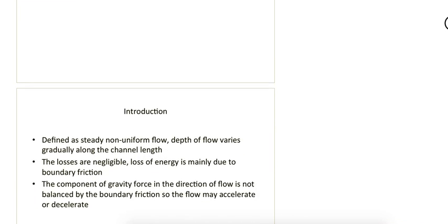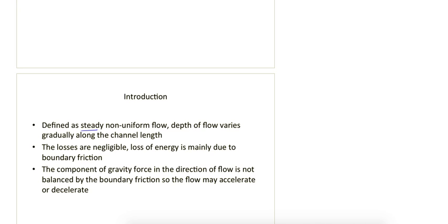Hello everyone, let's start with our next topic in open channel flow, that is gradually varied flow. So gradually varied flow, as we defined earlier also, is a type of steady non-uniform flow, in which the depth of flow varies. If the depth of flow is varying, it means it is a case of non-uniform flow, but the depth is varying very gradually along the length of the channel.